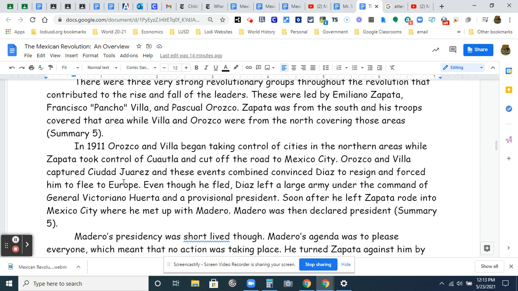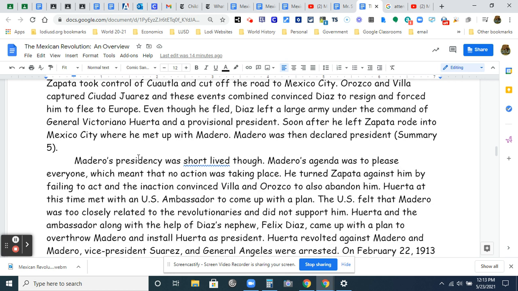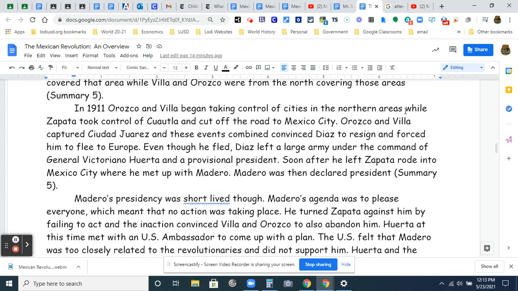In 1911, Orozco and Villa began taking control of cities in the northern areas, while Zapata took control of Cuautla and cut off the road to Mexico City. Orozco and Villa captured Ciudad Juarez. These events combined convinced Diaz to resign and forced him to flee to Europe, flees meaning to leave in a hurry. Though he fled, I think he actually went to Spain and he lived his life out there.